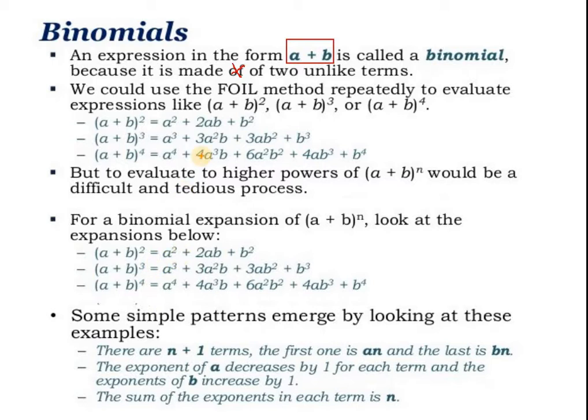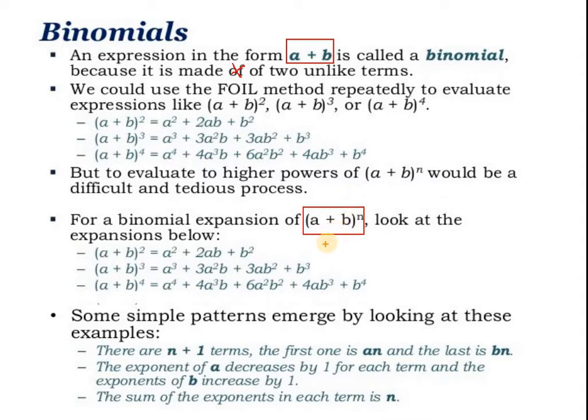If we generalize these information, then for a binomial expression of a plus b power n, we can say that there are n plus 1 terms. The first one is a power n and the last one is b power n. The exponent of a decreases by 1 for each term and the exponent of b increases by 1. The sum of the exponents in each term is n.